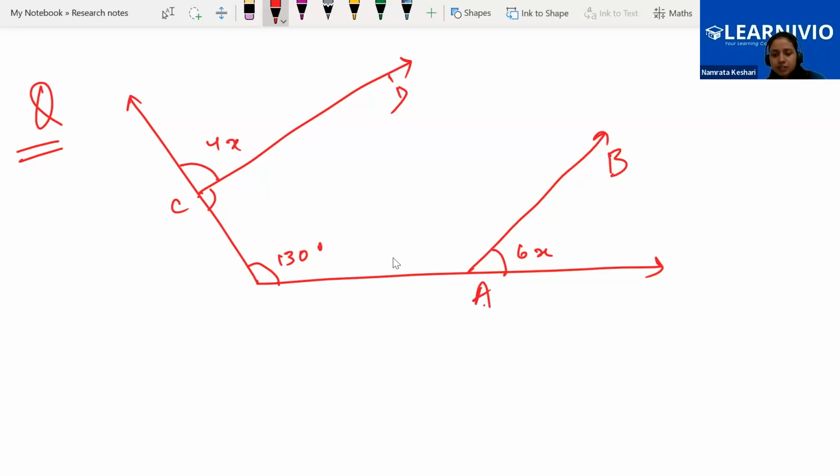6x, 130, 4x, yeah. And it is given over here that AB and CD are parallel. It is given in the question itself, just one piece of information, that AB and CD are parallel, hence find the value of x. Please do it. Copy the figure. I will stop sharing the screen for a while.